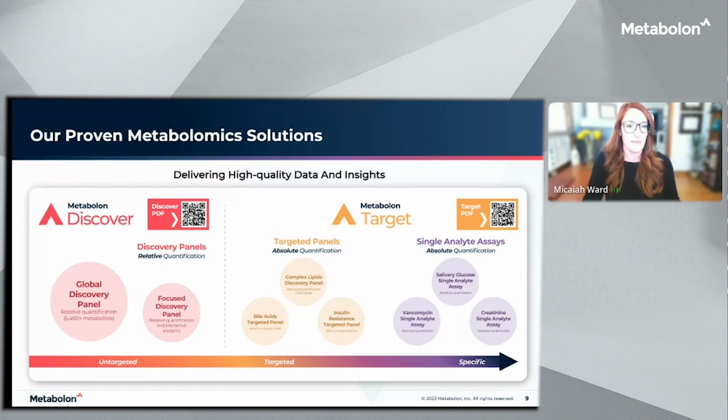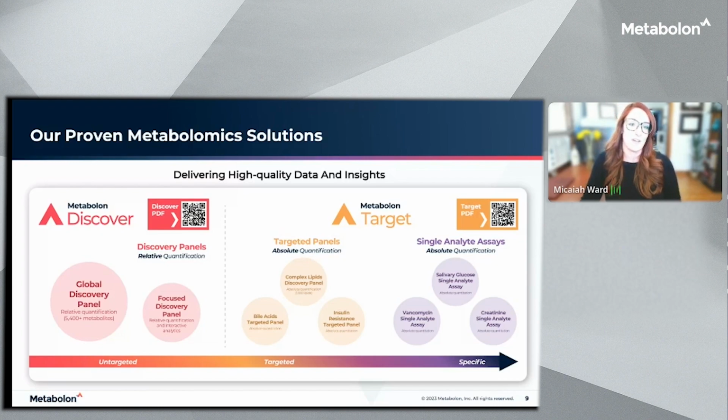So our global discovery panel is our approach to untargeted metabolomics, and this offers unrivaled coverage using our proprietary library of over 5,400 metabolites. So our global discovery panel offers relative quantitation, and it's ideal for getting the most data out of your biological samples without specific knowledge of what biochemicals may be present. So with this panel, we can capture changes related to a variety of factors, and that includes our genes, exposure, diet, therapeutic, treatment, disease, all while delivering the best possible representation of the phenotype at any given point in time.